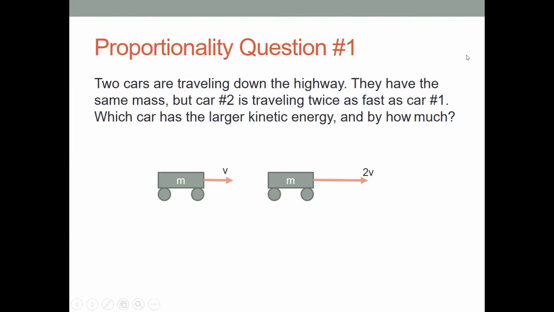Okay, so we have to think about the equation, right? The equation is K equals 1/2 mv squared. Since velocity is squared, remember we talked about this when we did the inverse square law with gravity. If you double velocity, 2 squared is 4. So if you double velocity, it's actually 4 times the kinetic energy. That makes sense. Double the velocity, it's 4 times the kinetic energy because 2 squared is 4.